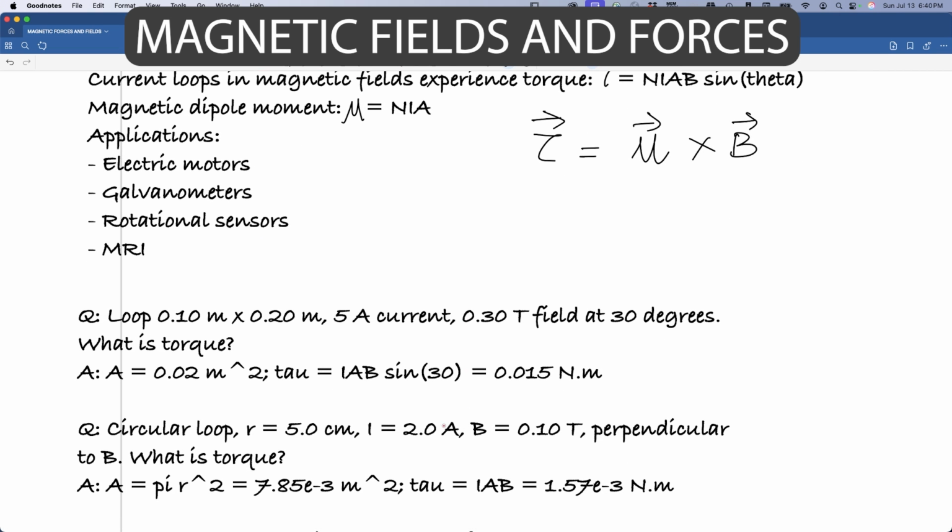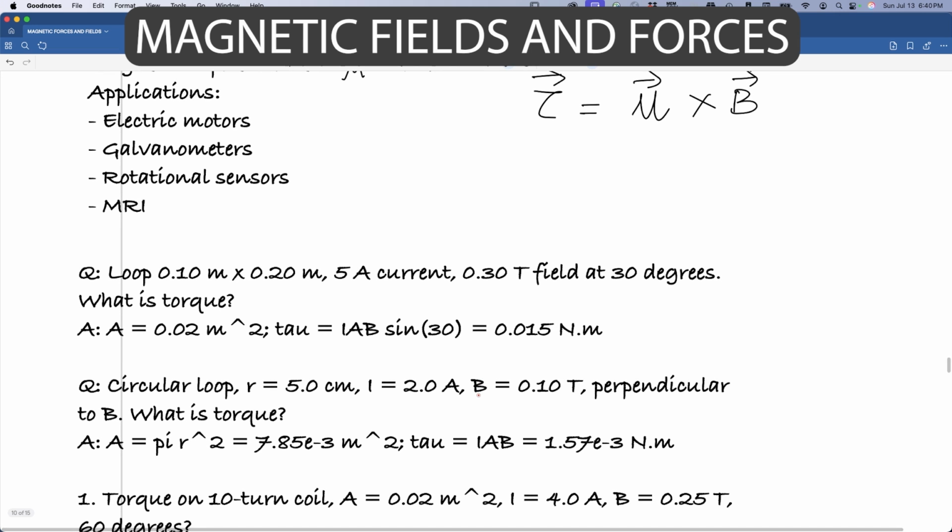Okay, so here are some straight problems. Loop, length and width given, current given, magnetic field at 30 degrees, what's the torque, straight substitution. Because it's a loop, N is 1, that's why there's no N there. IAB sine theta. What about if it's a circular loop? Well, the only difference is to find the area you use pi r squared, right? Check if the calculations are correct. So pi r squared is the area, and then use the same formulas. You got the area, now you multiply with the current and B, and you get it.